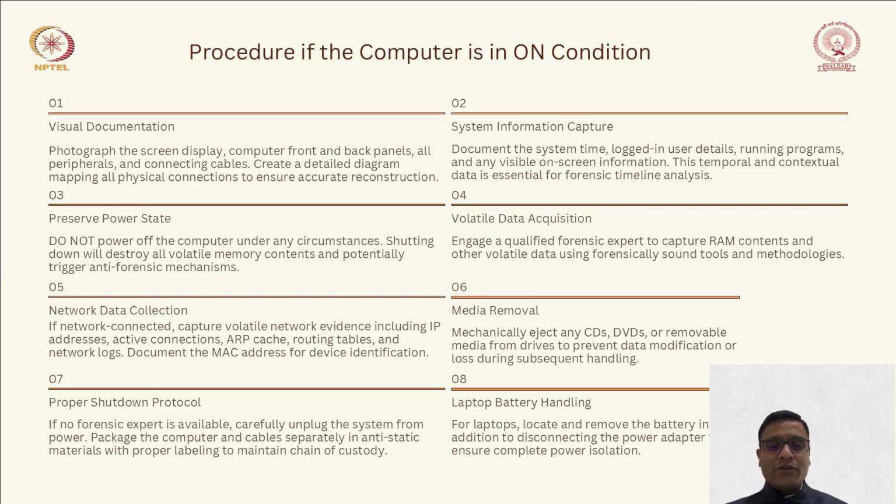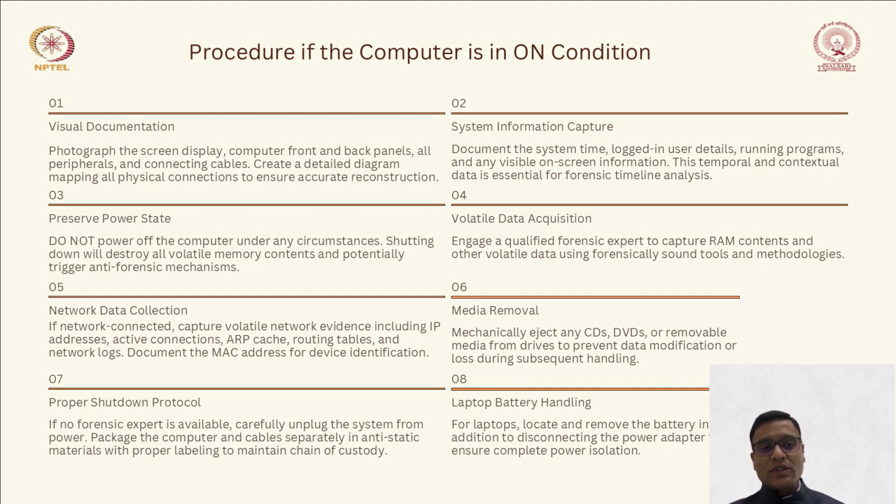So this is the flow of the procedure which we follow when the computer is on. First, I try to visually document what is visible on the screen: the dates and so on visible on the desktop, which windows are open, the screenshot, the screensaver, etc. All these are recorded. Then I try to capture the system information. For this, I can run certain programs like WinAudit to understand what programs are running, how many users there are, etc.